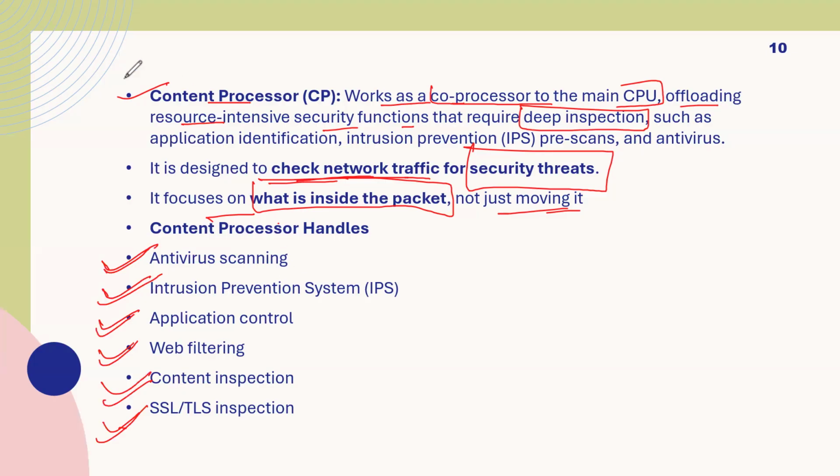All this work will be done with the help of whom? Content processors. Fine. So where do we find this? In the hardware part. In the hardware part, what do we have? Two things. One is the content processor, one is the network processor. The network processor is responsible for forwarding the traffic. The content processor is responsible for what? Inspecting it.